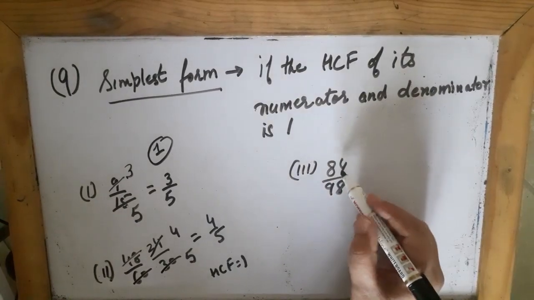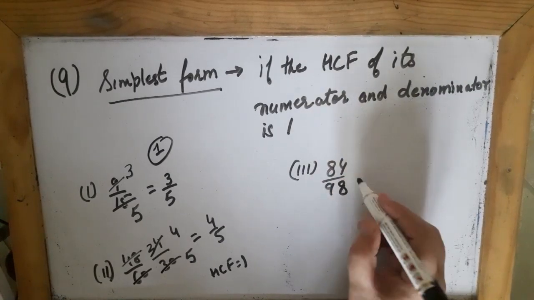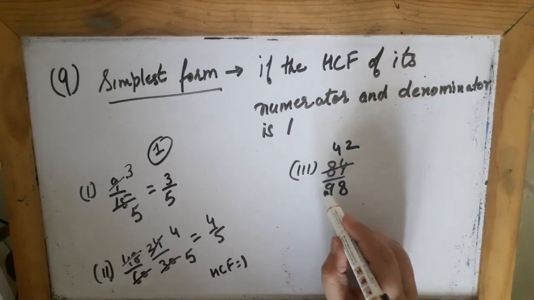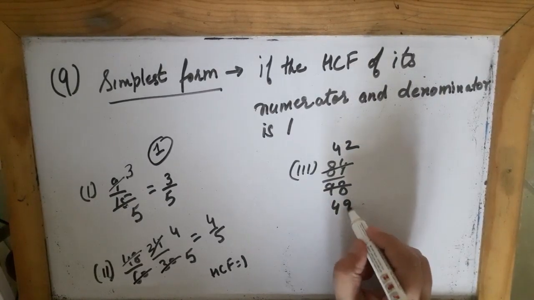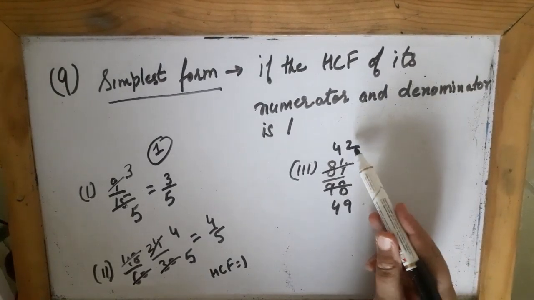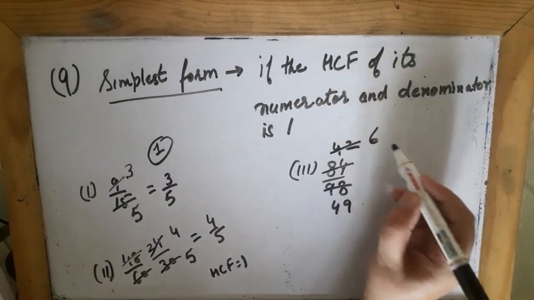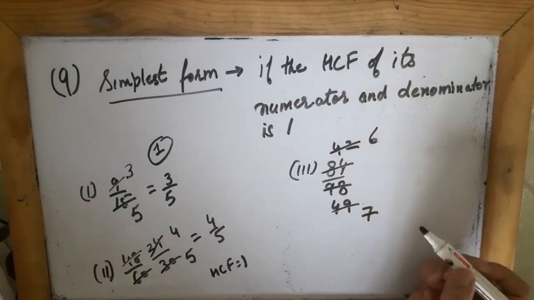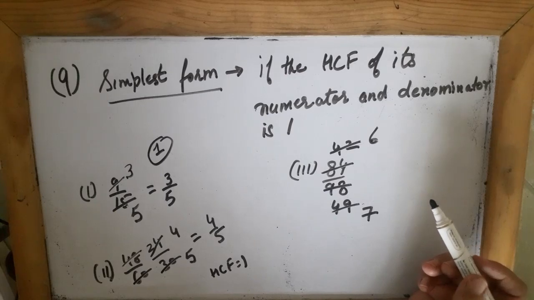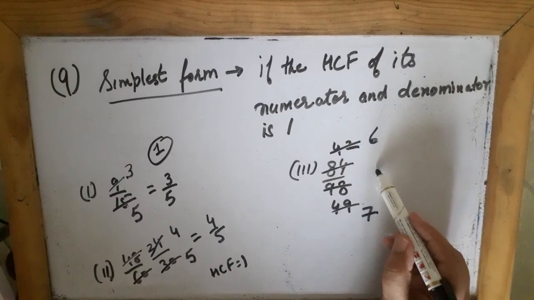So now let's come to the next one. As you can see, both are even numbers. I can divide them on the table of 2. 2 4s are 8, 2 2s are 4, 2 4s are 8, and 2 9s are 18. Now I get 42 and 49. So I can see that both of them are divisible on the table of 7. 7 6s are 42, 7 7s are 49. Now I can see that 6 and 7 cannot be reduced further. They are divisible now only by 1.